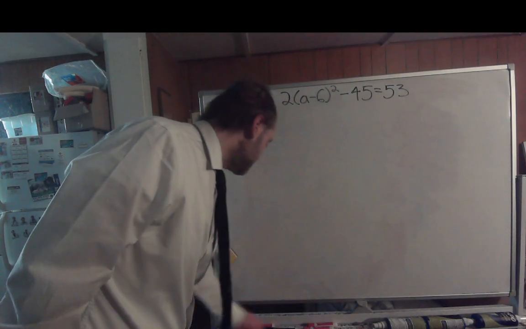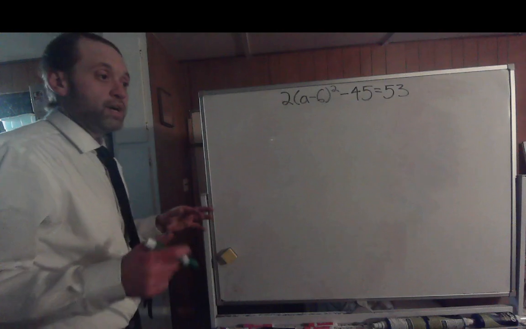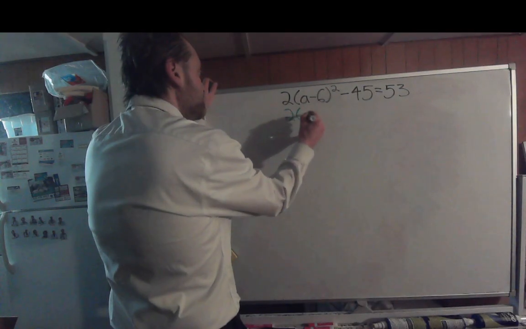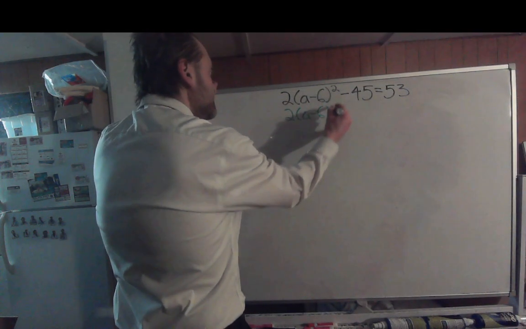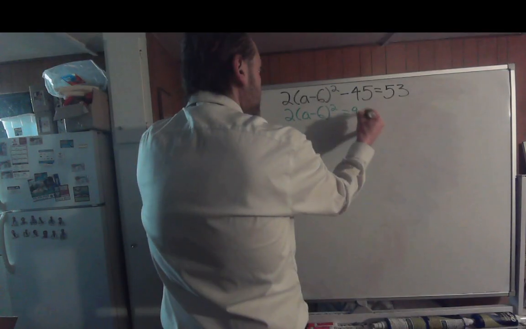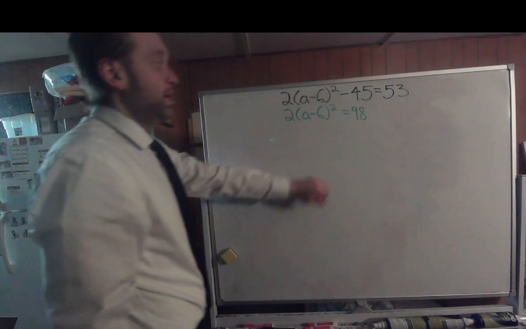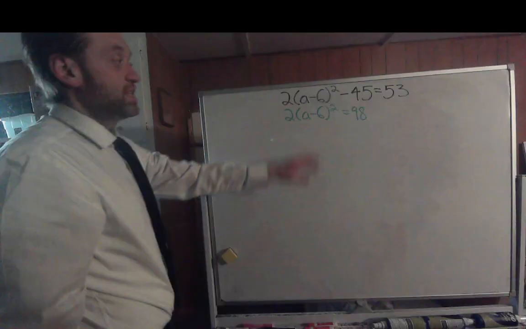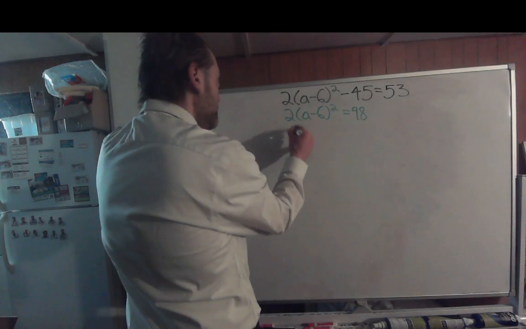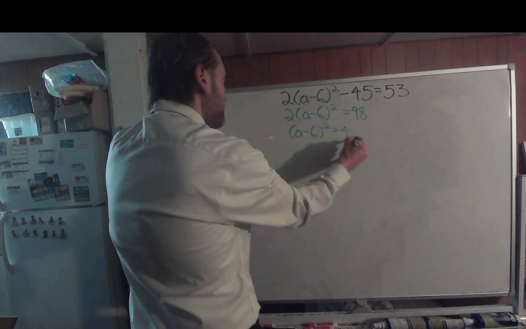I'm first going to suggest that we get that 2 times the quantity of a minus 6 to the second power by itself. So add 45 to both sides. If you do that, you'll get 2 times the quantity of a minus 6 raised to the second power set equal to 53 plus 45, which is 98. Now let's get the a minus 6 to the second power by itself, so divide both sides by 2. You end up getting a minus 6 to the second power equals 49.